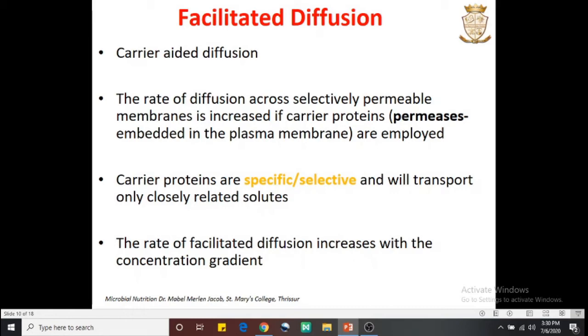Now, carrier proteins are specific or selective and will transport only closely related solutes. So, a carrier protein is specific for specific solutes or specific nutrients. The rate of facilitated diffusion also increases with the concentration gradient. It is similar to that of diffusion. The rate increases according to the concentration gradient. The only difference between diffusion and facilitated diffusion is that carrier molecules help in facilitated diffusion. Other things are pretty common.